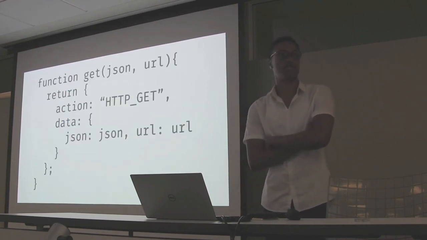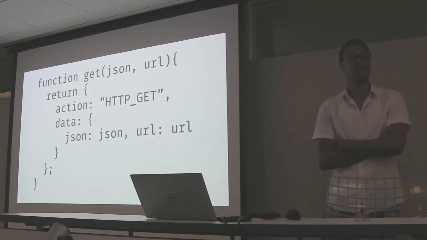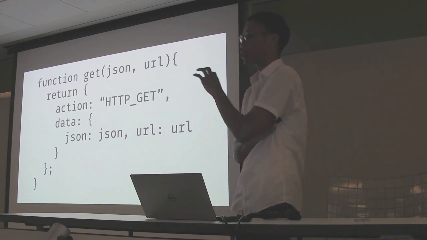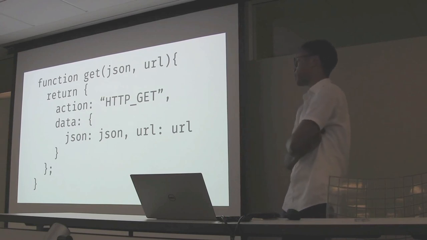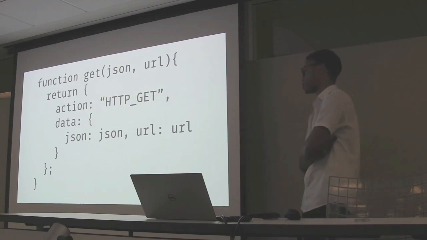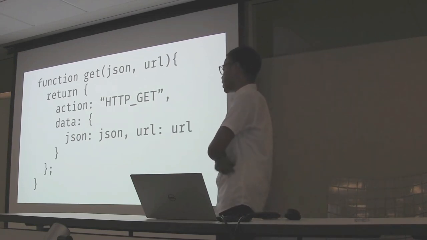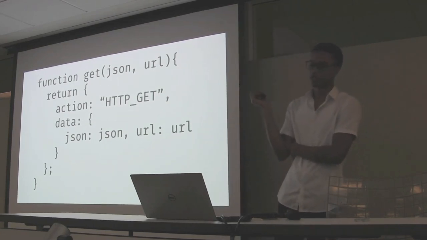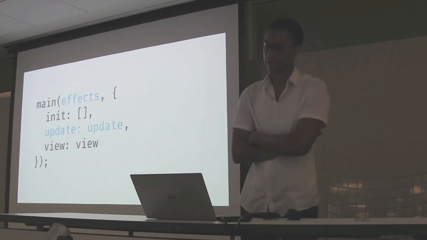So a task just returns data. In this example, we're just going to return the description of the thing that we want to do. The action is going to be HTTP/GET, which is going to be unique for all the tasks we're going to write, which is just one in this example. And then data is going to be all of the stuff that this particular action needs in order to do its job effectively.